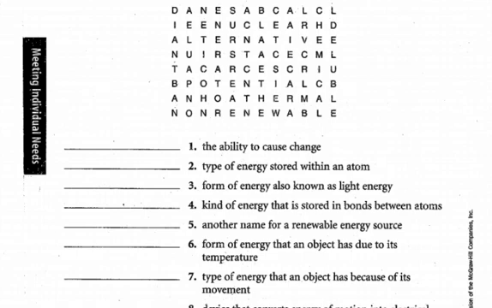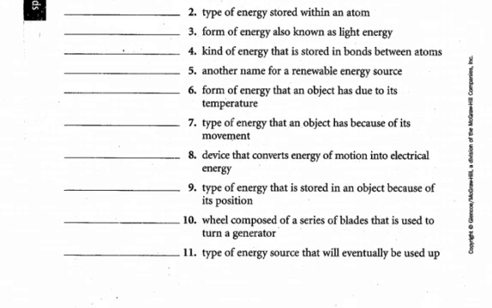Number five, another name for renewable resources or renewable energy is alternative energy. Number six, the form of energy that an object has due to its temperature. When we talk about temperature, we're talking about thermal energy and the movement of energy because of the different temperatures that something might have. Number seven, a type of energy that an object has because it is moving or because of movement. That's called kinetic energy. Number eight, a device that converts energy of motion into electrical energy. That's a generator.